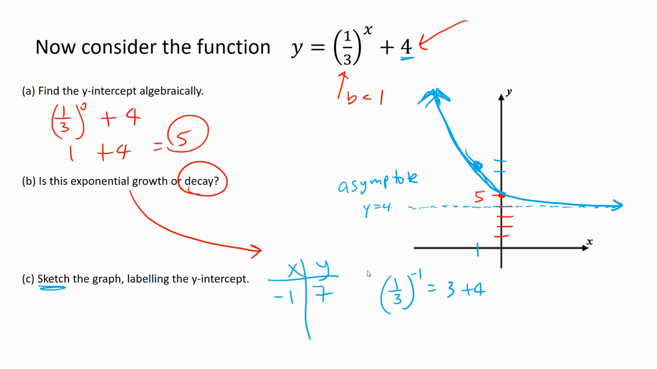So that's about it for exponential functions. The key things here are being able to find the y-intercept, being able to identify if it's growth or decay. So growth, the base is greater than 1, decay, base is less than 1, and being able to make a sketch by making a table of values and just sort of knowing the general shape of growth versus decay.